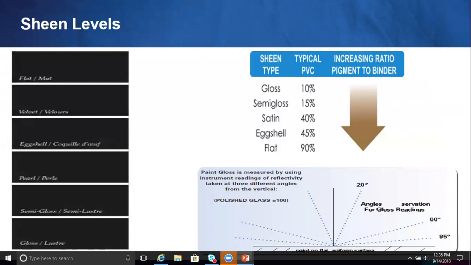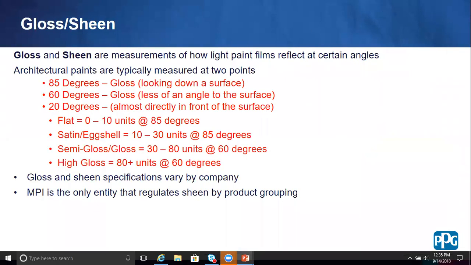As you get into your higher sheens, you look at them and measure them in units at 60 degrees. And that's typically for your semi-glosses and your high glosses. I'm not sure what the 20-degree angle is used for. That's almost directly looking at it, but for the most part, very, very high glosses would be very visible at that 20-degree angle. So again, gloss and sheen are basically used interchangeably from a terminology standpoint, but they're basically a measurement of how light paint films reflect at certain angles.